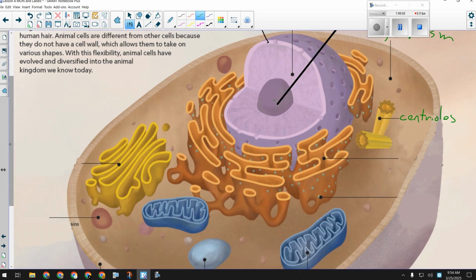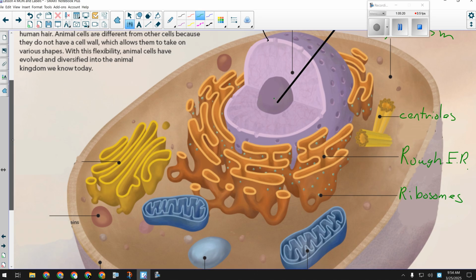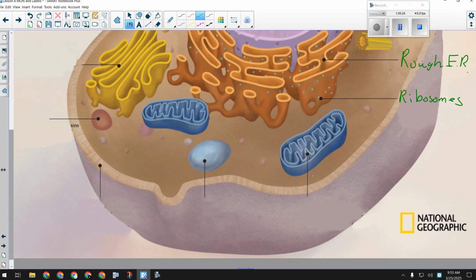Oh, shoot. Nuclear. All right, what's this stuff? Rough ER. What are the little dots? Ribosomes. Okay, what's the big blue thing? Mitochondria. Okay, that carries out cellular respiration.